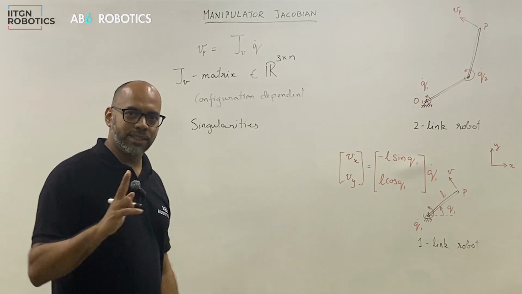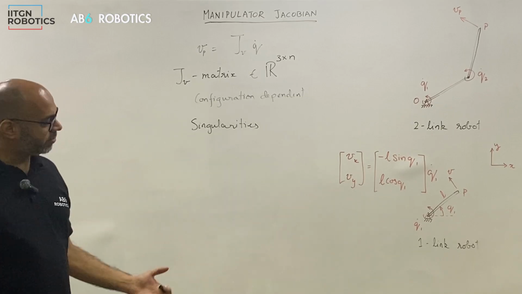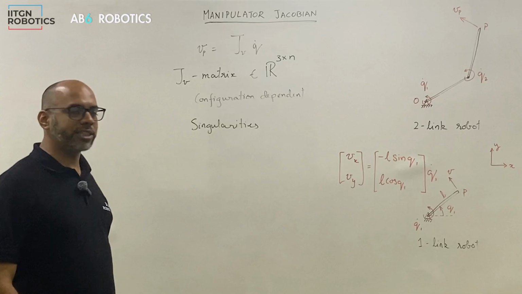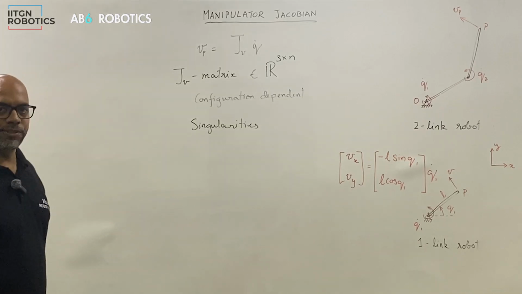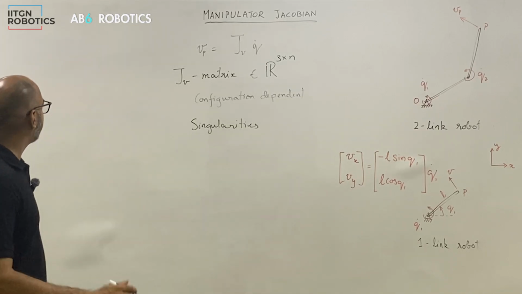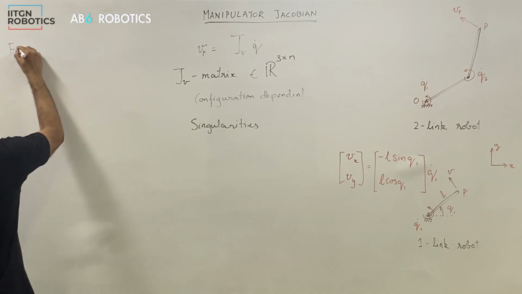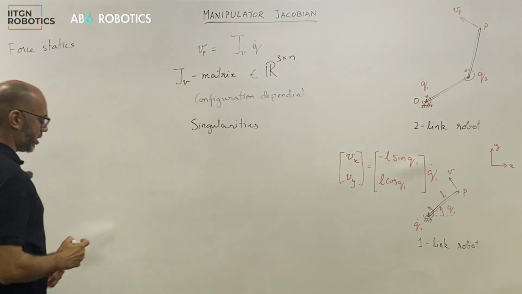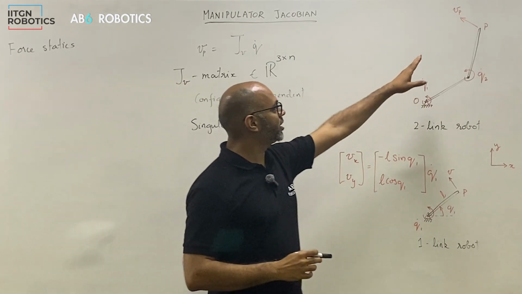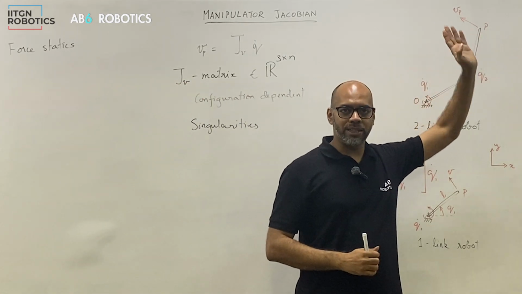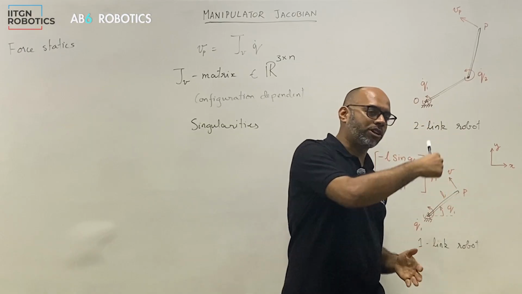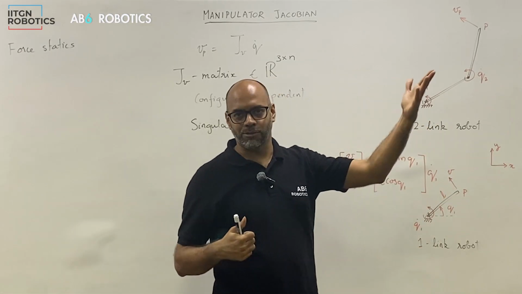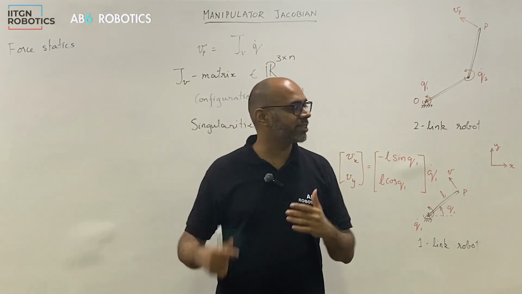There are two more things, of course there are other aspects also, but two more major aspects of robotics where you would find Jacobian feature quite prominently. One of those is force statics. So that would be a situation in which, let's say, the robot is pressing against an external object. So there is a force applied by the robot on the object, or some aspect of the environment. Maybe it's a table, maybe it's a wall. The robot is pressing against a wall, let's say.